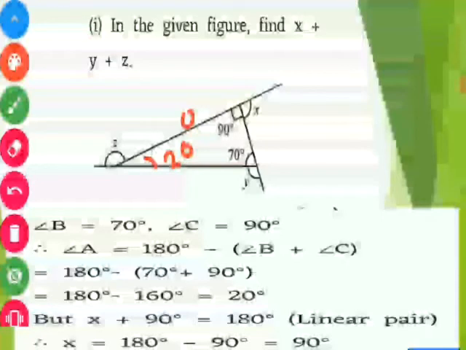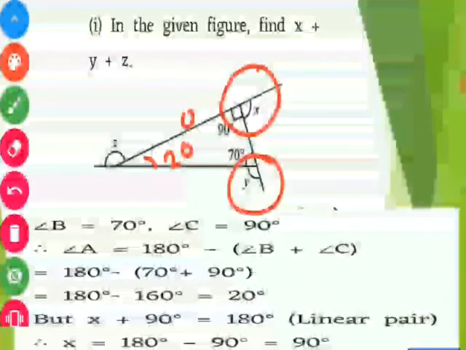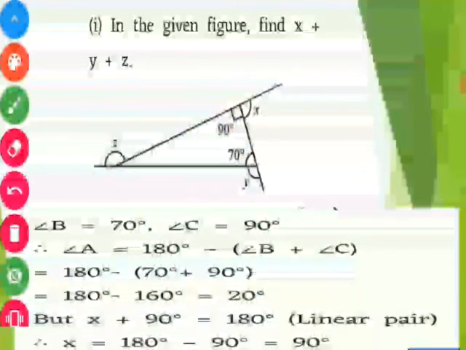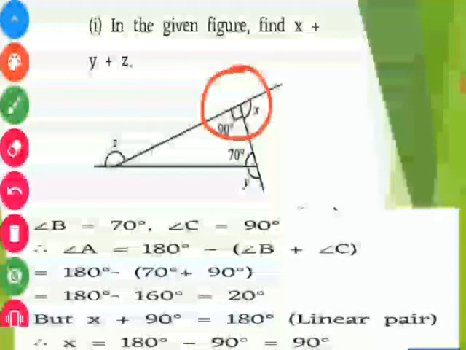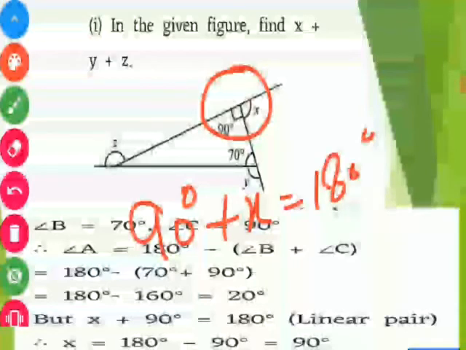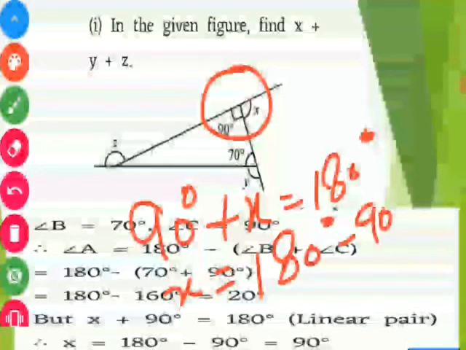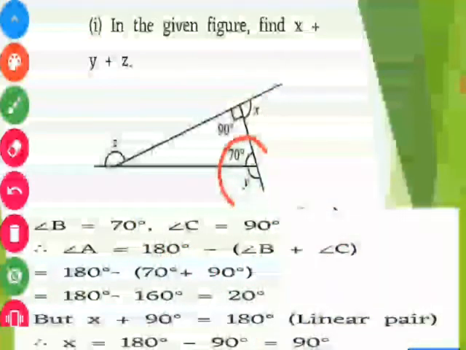Now we will calculate this x, y and z. So if you see the question, this one is forming a linear pair. So if two angles whose sum is 180 degrees, that is forming a linear pair, and so 90 degrees plus x is equal to 180 degrees, or x is equal to 180 degrees minus 90 degrees. So this is 90 degrees. So the x value we have got is 90 degrees. Similarly, we will calculate the value of y.